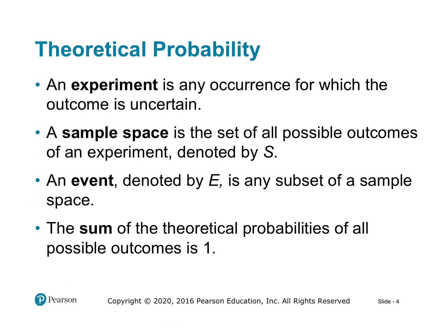All right, theoretical probability. An experiment is any occurrence for which the outcome is uncertain. A sample space is the set of all possible outcomes of an experiment, denoted by S. An event, denoted by E, is any subset of a sample space. And the sum of the theoretical probabilities of all possible outcomes is 1.